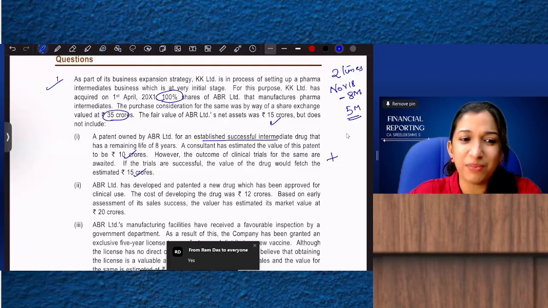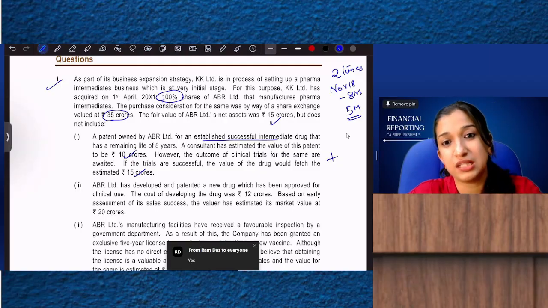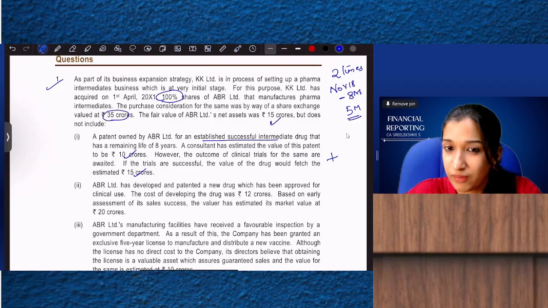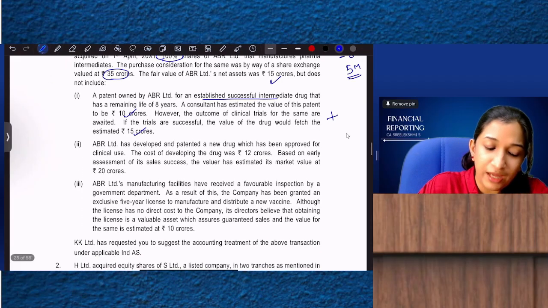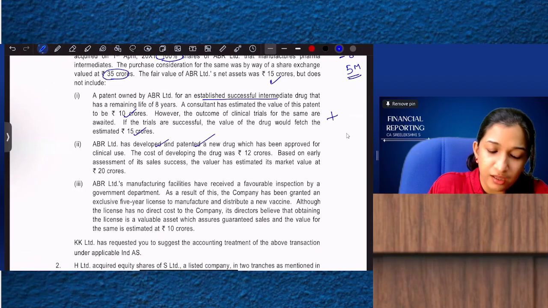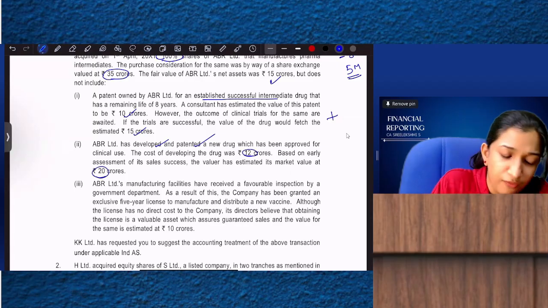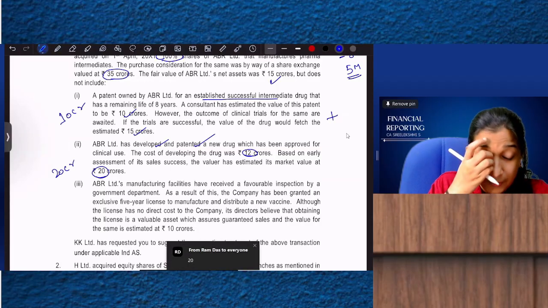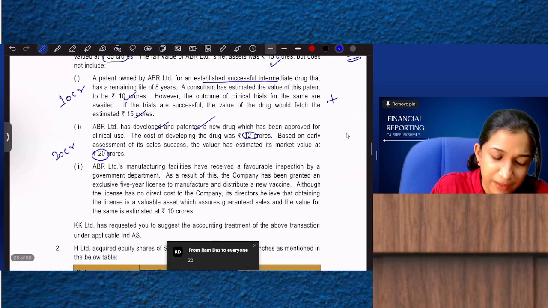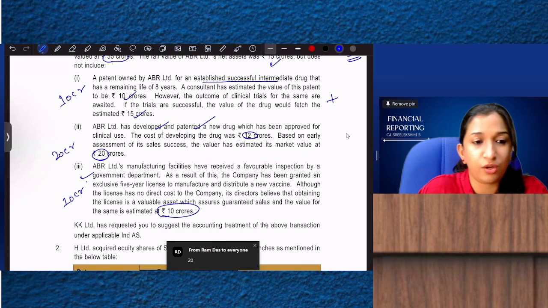Yes, it can be taken over. Intangible asset, in-process research asset, even if clinical trials are awaited and technical feasibility is not achieved, it can be taken over. Then you developed and patented a new drug, and its cost is 12 crores and market value is 20 crores. It should be taken over at 20 crores. This should be taken over at 10 crores. And here there is a government license, 10 crores, which is not taken over. It also should be taken over.